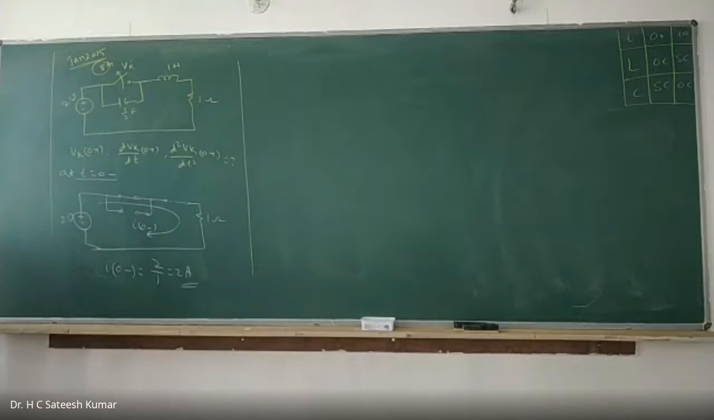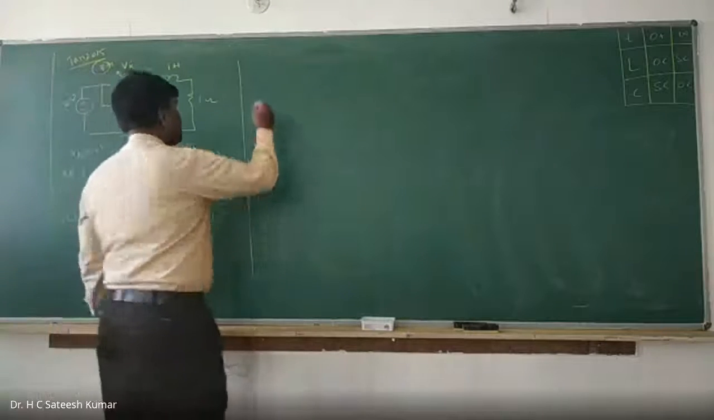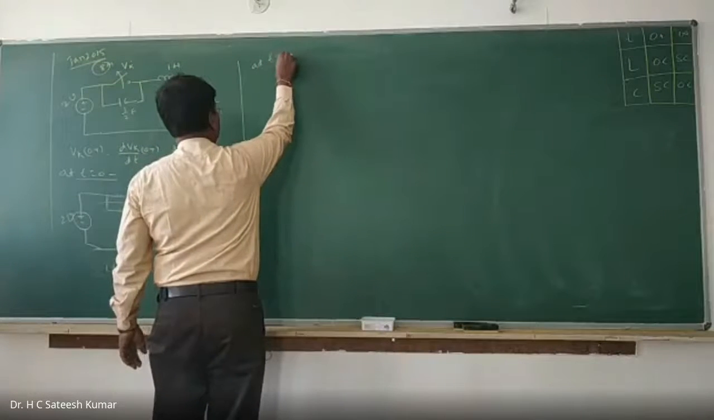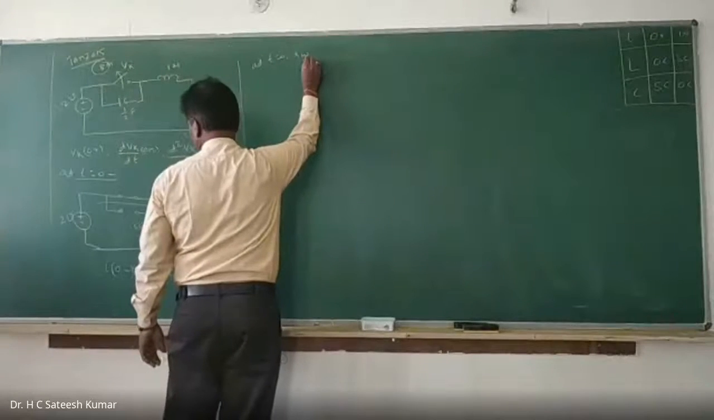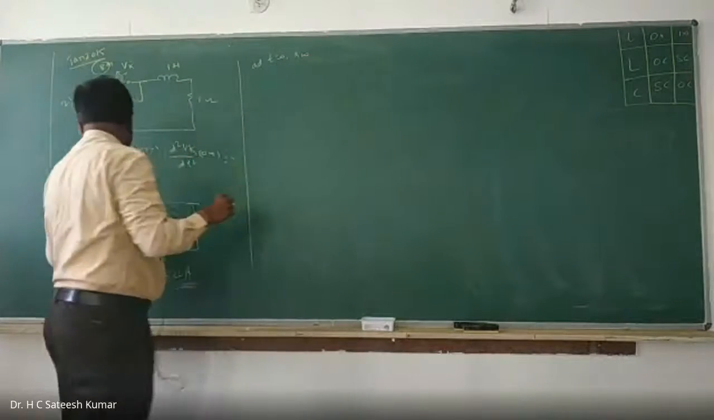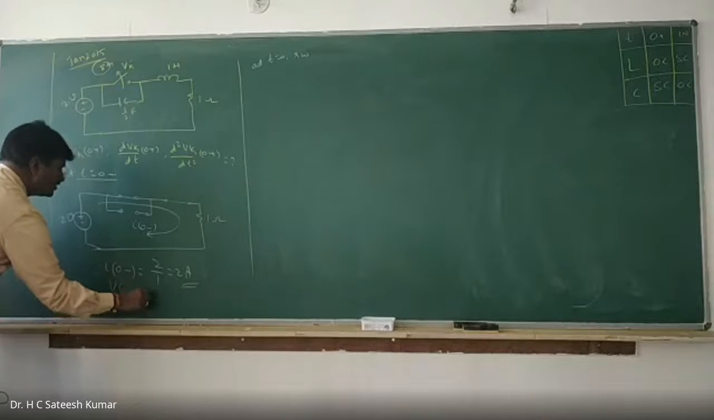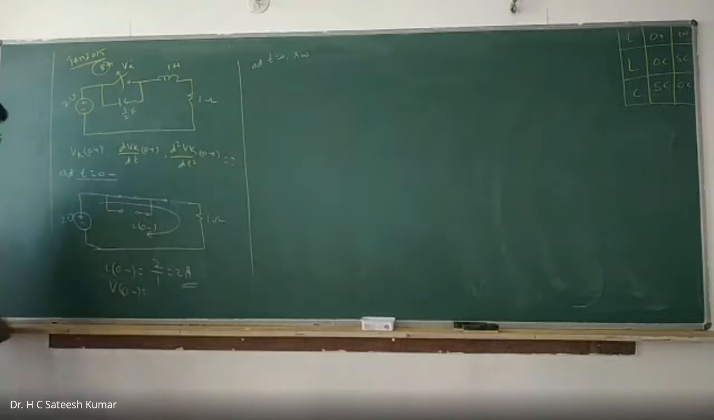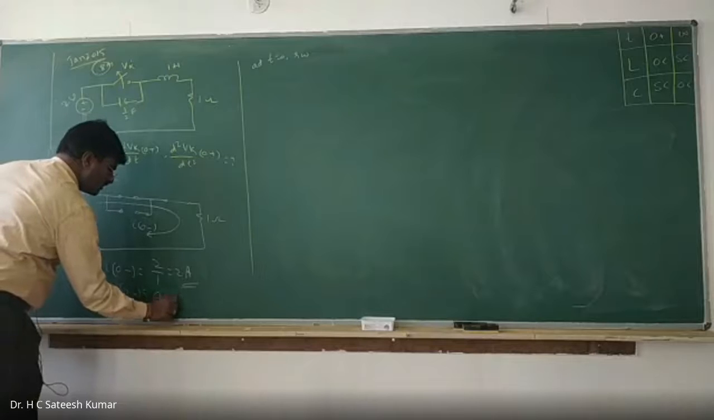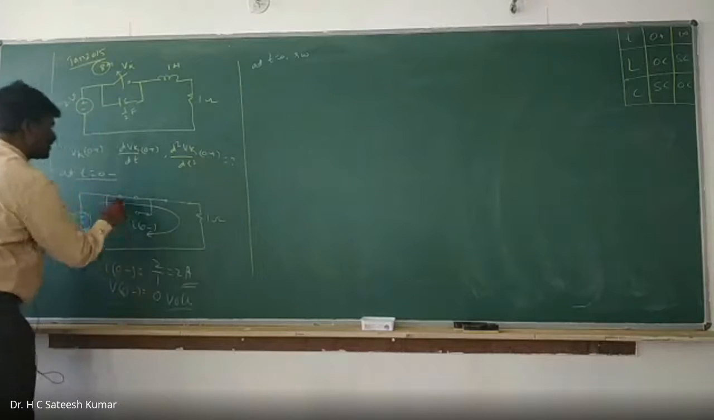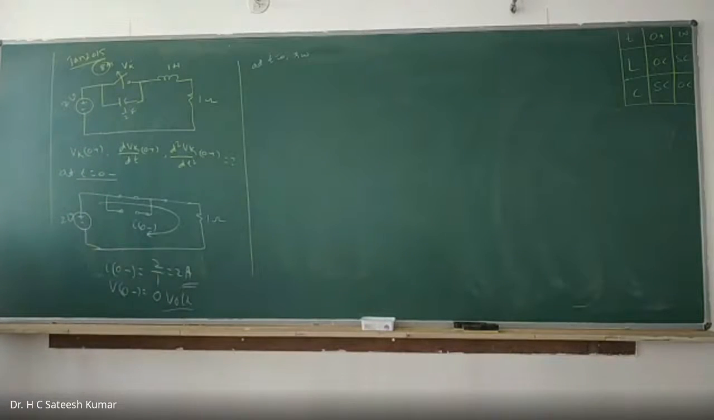I0 minus. Now at t is equal to 0, the switch is opened. Now what about this one, V0 minus? The switch is closed, therefore the value is 0 volts, because for a short circuit the voltage is 0. Now we'll have to find out V0.